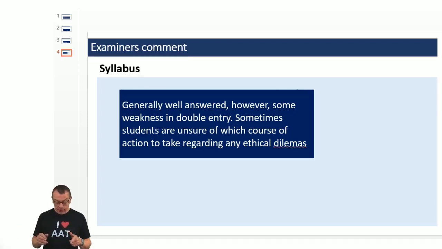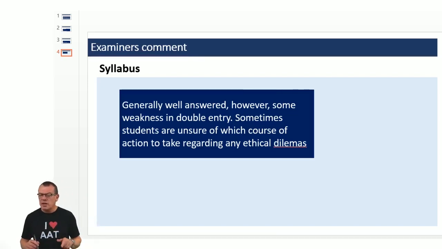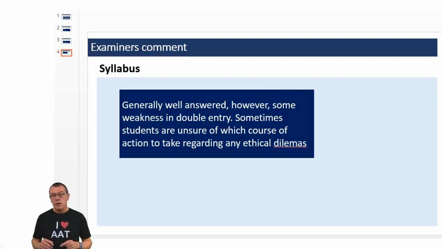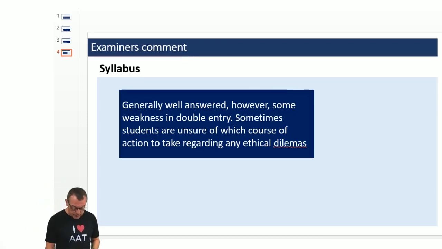Sometimes students are unaware of which course of action to take regarding ethical dilemmas, which I'm not sure is correctly spelled there. However, that is what you will need to be aware of. So what can you do in a situation? That's what that is telling you. How do we approach a situation, and what decision making do we take as a result of a situation that we have found ourselves in? So there's a great deal of information to cover, and comments from the examiner should help the situation. So let's go and have a look at the question and take it into question 2.